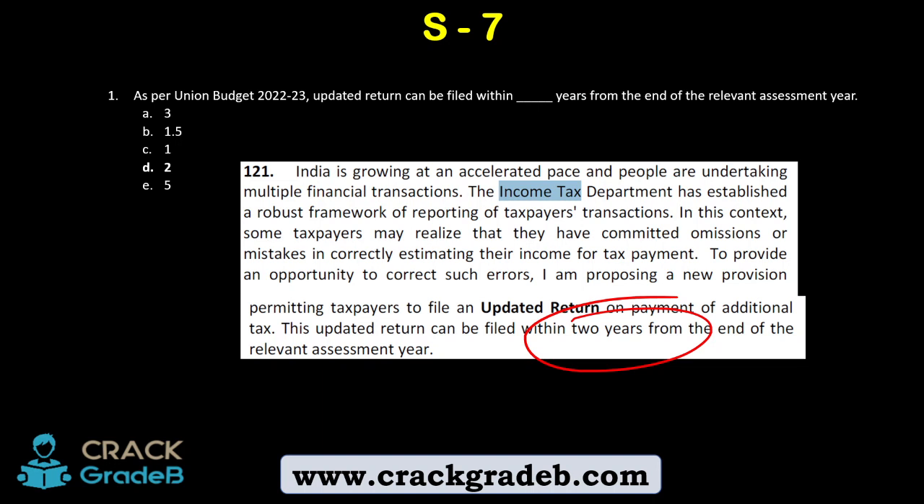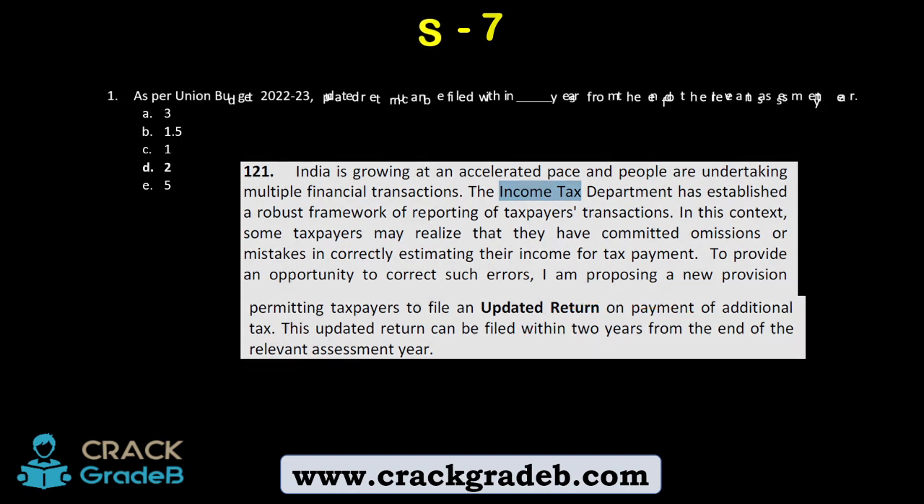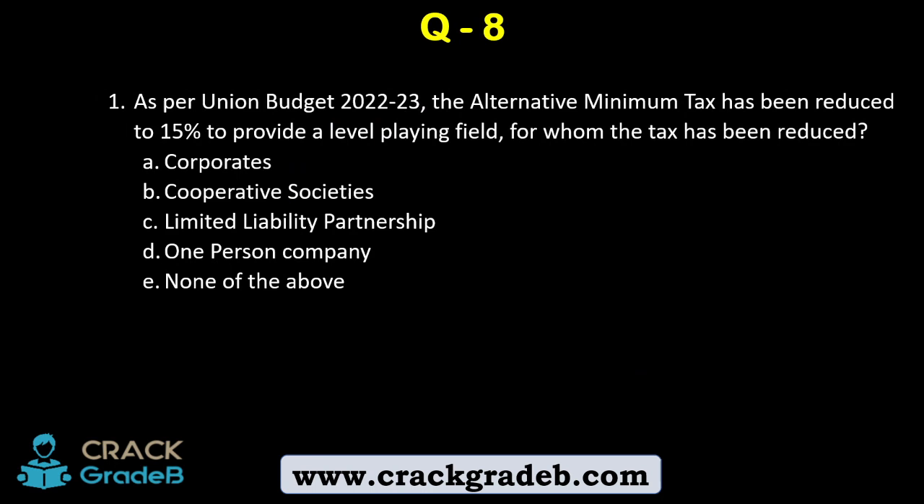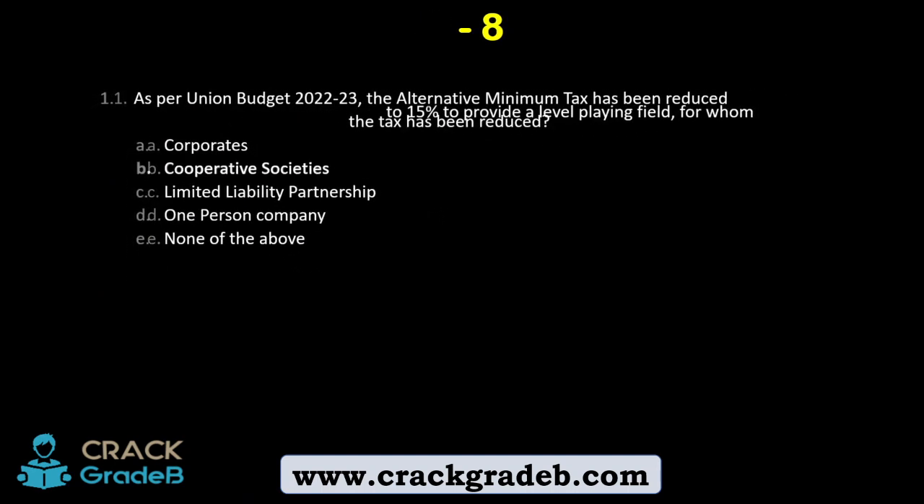So actually this is very good because it gives an opportunity to correct the sins of the past, let's say. Because compliance is increasing day by day. Let's move forward to question number 8. As per Union Budget 22-23, the alternative minimum tax has been reduced to 15% to provide a level playing field for whom the tax has been reduced. Options: corporate, society, LLP, AOP, or none of the above.